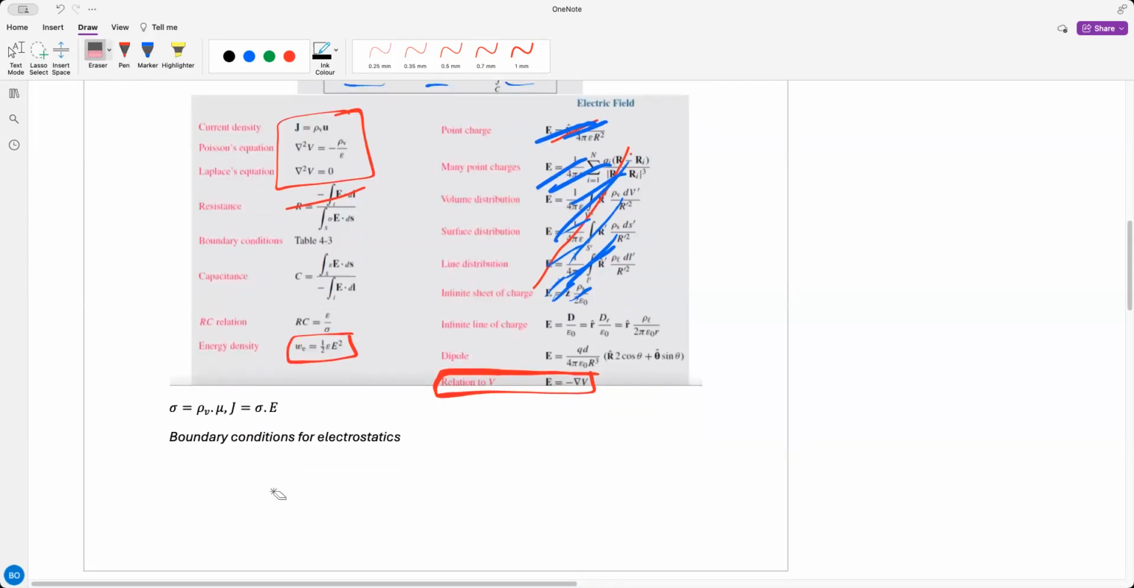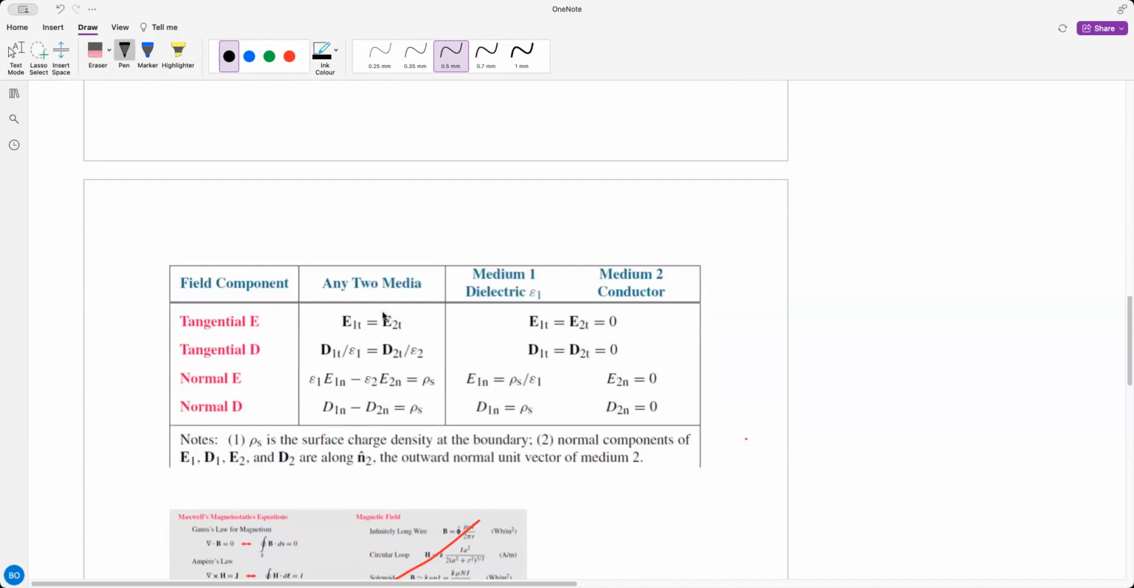Then we went to the boundary conditions in electrostatics. The boundary conditions are very important here, because a good part of the exam will be on boundary conditions.